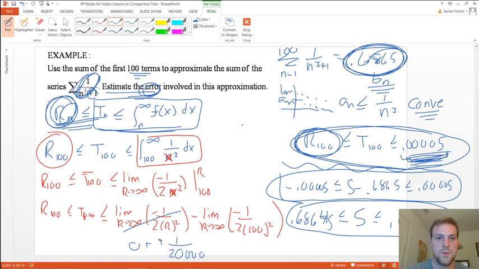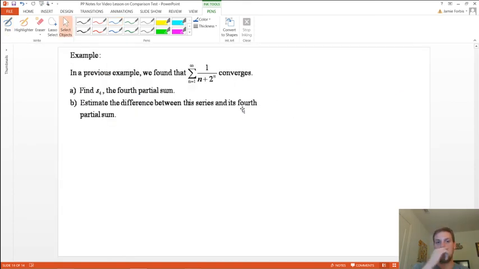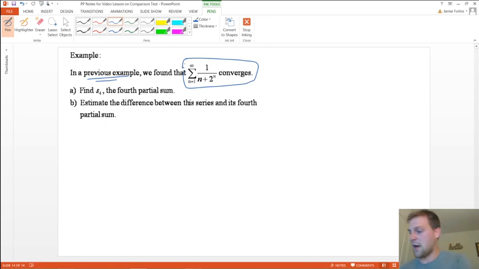Let's try one more example and we'll call it for today. Okay. And it says in the previous example, which I had maybe shown in a previous lesson, I'm giving you that this is converging. So I'm not asking you to figure out if it converges or diverges, that's already a given. But we are going to estimate the difference between the series and its fourth partial sum.